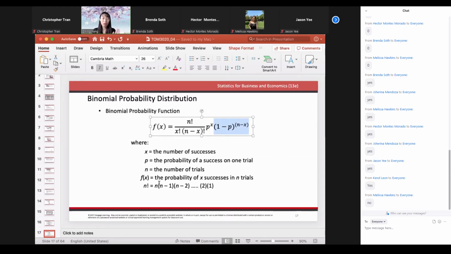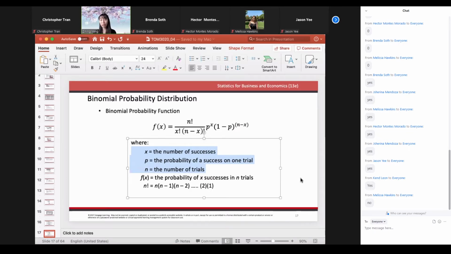So it's a seemingly long formula, but actually it's not that bad. You only need three numbers. You only need x, n, and p. Again, n is the total number of observations, x is the number of successes, and p is the probability of success.